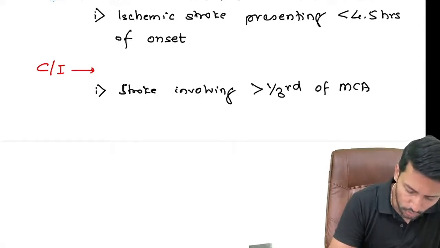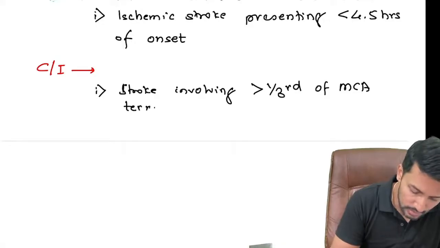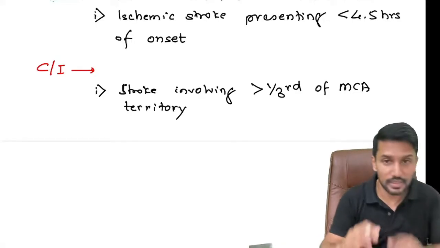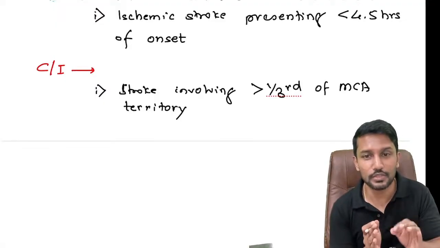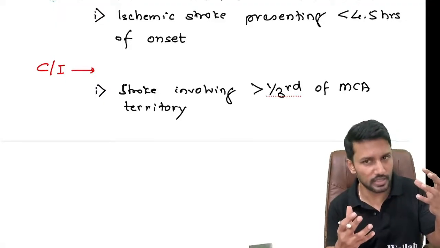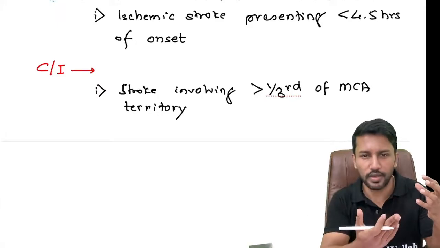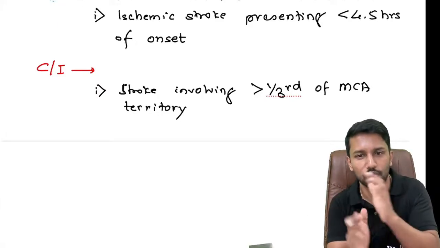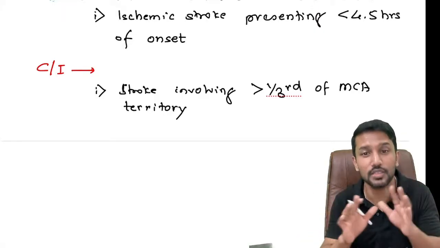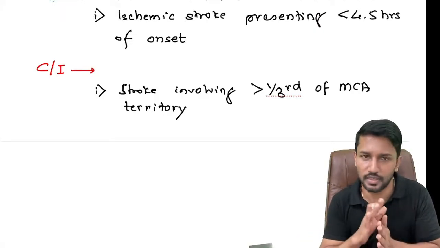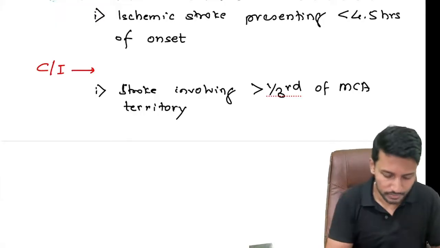If there is a large stroke, thrombolysis is considered risky. Why? Because in that infarcted area, bleeding can happen. You start with an ischemic stroke, you give thrombolytic agents, and then you bleed into the brain. So that becomes much more complex. So if the infarcted region is very large, more than one third of MCA territory, it is contraindicated.